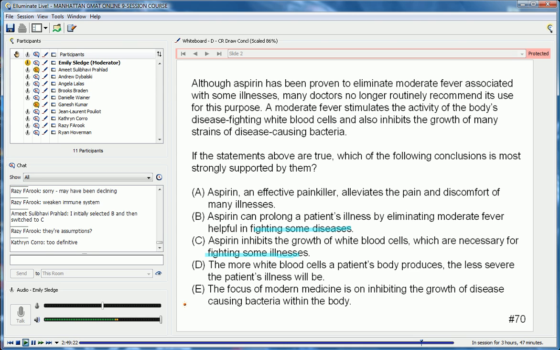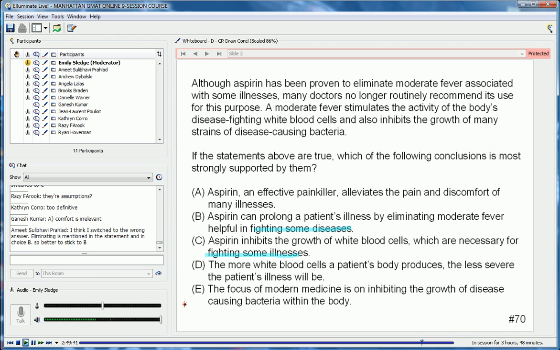Riley's saying their assumption is too definitive, Catherine says. All right, let me hear, and John Ross saying E is too extreme. Ganesh says comfort's irrelevant. Rosie, what do you think they're assuming? And after Rosie addresses that, Catherine, what do you think they're being too definitive about?